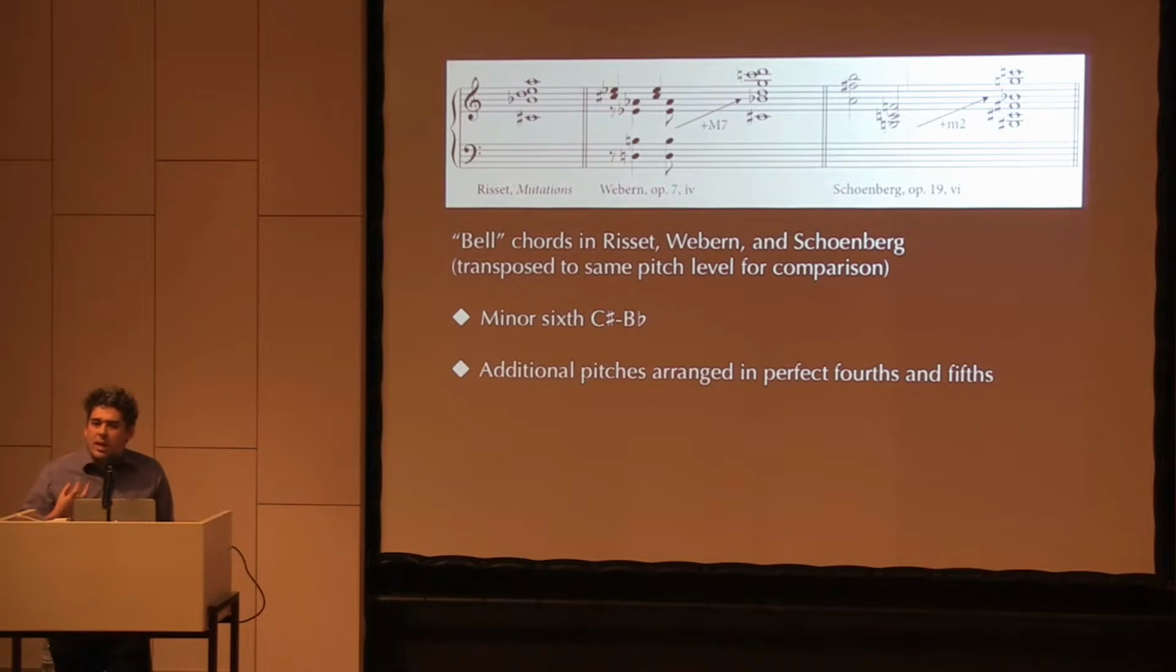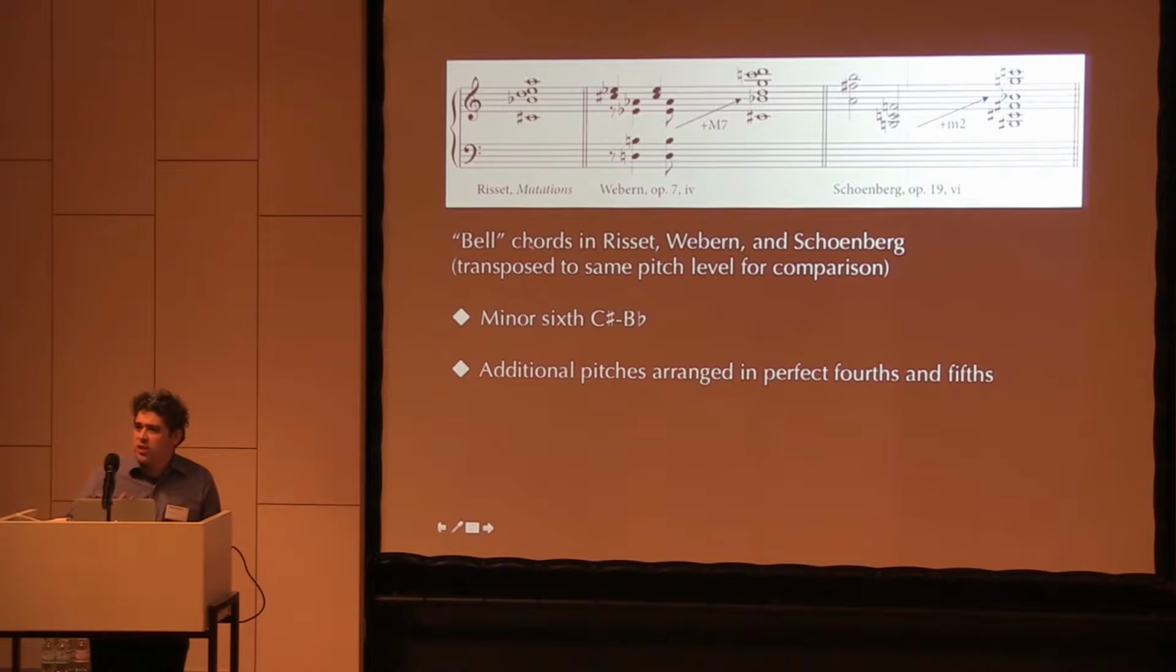This bell-like quality is of course a timbral quality that's being achieved in each case through harmonic means. I want to summarize in this example the essential harmonic approach or strategy that each composer seems to take. When we transpose these to the same pitch level, we see that each chord has a very prominent minor sixth, I should say major sixth or diminished seventh, C sharp to B flat. That's inherent in each of these chords, a kind of basic sonority.